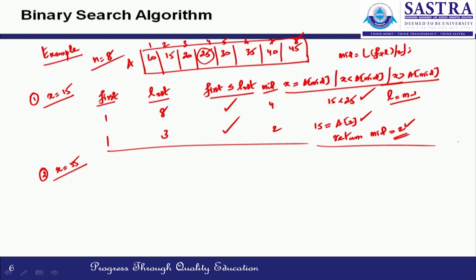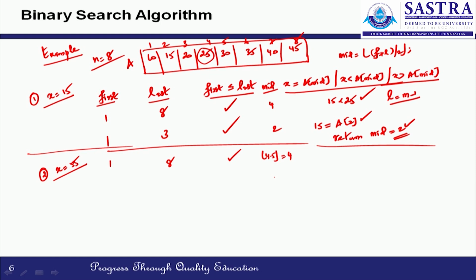Having the same headers: first, last, first less than or equal to last, mid, then comparison of x with the mid location in the array. Initially first is 1, last is 8, first less than or equal to last, condition is true. Mid is equal to 1 plus 8, 9 by 2, 4.5, lower bound value of 4.5, that is 4. Now checking if x is equal to a of mid, 55 not equal to 25.